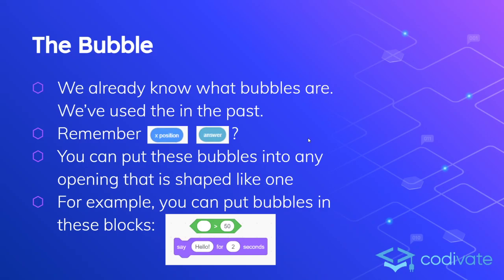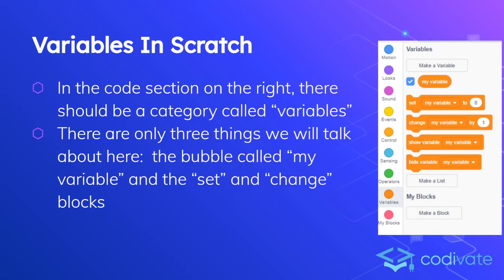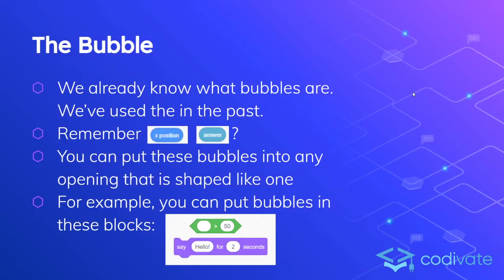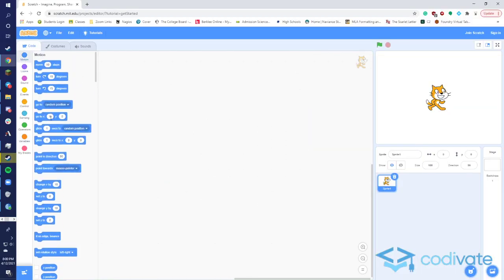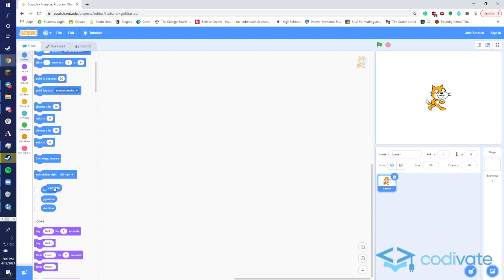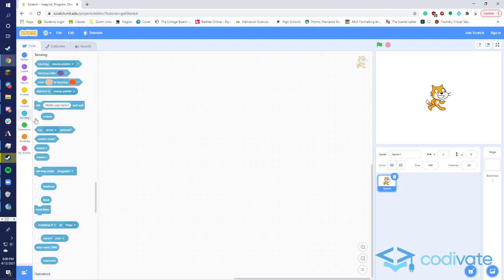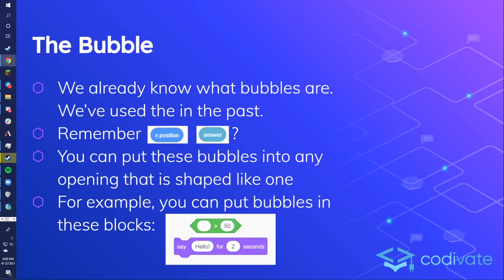So, what are bubbles? Well, bubbles, this thing that has a check mark next to it, are things we've already used, actually. We've used X position, which was a bubble, and I'll show you where it is. We've used X position, which was right here. We've also used answer, which is right here. They are both bubbles, or variables.